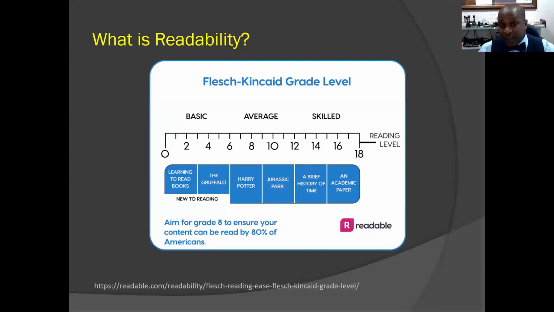Kincaid grade level scale. So you're looking at the basic reading is 2-4, average is 8 to about 11, skilled is up to 18. So if you look at what that entails, basic is when you're learning to read as a child, and the books that you read, the Gruffalo. Harry Potter is more like an average reading. Jurassic Park, A Brief History of Time by Stephen Hawking, that's more like 14 to 15, and then the high-end academic paper is 18. So when we're writing abstract, you have to sort of pitch your abstract to the level of the skill of the people you're presenting to.